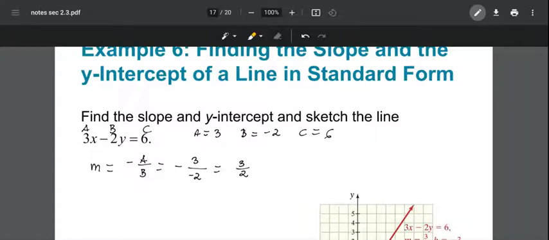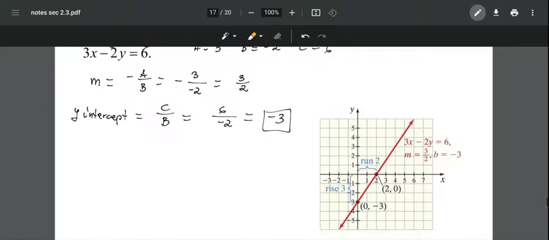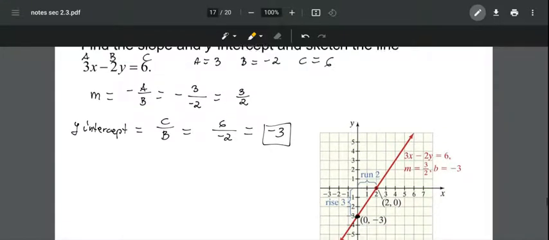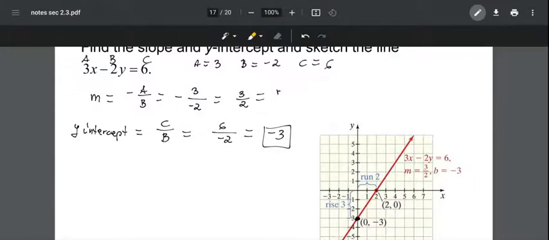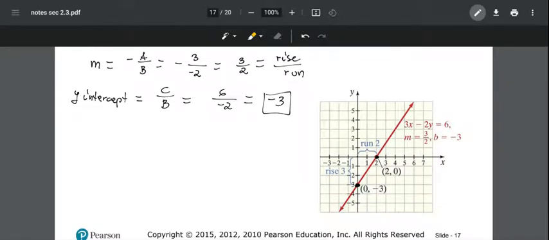Now, y-intercept. The formula for the y-intercept is C over B, which is 6 divided by -2, and we're getting -3. And now we can graph it. The y-intercept is -3. The slope is 3 over 2. So rise over run: we're going 3 units up, 2 to the right, and you have the next point 2, 0. Or you can use the given point 0, -3.